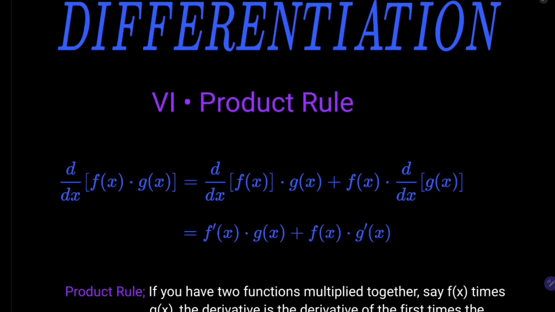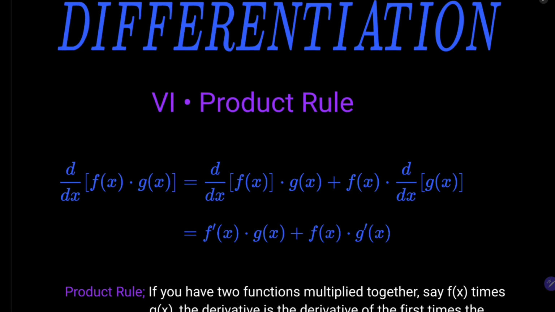Up to now, we have learned to differentiate single terms, constants, sums, and differences. But what if we have a function that is a product of two other functions? Today, we will learn the product rule which handles exactly this situation. What does this product rule state?